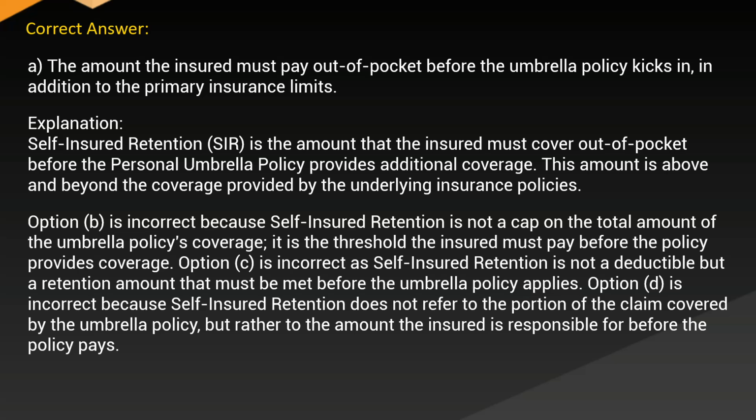Option B is incorrect because self-insured retention is not a cap on the total amount of the umbrella policy's coverage. It is the threshold the insured must pay before the policy provides coverage. Option C is incorrect as self-insured retention is not a deductible but a retention amount that must be met before the umbrella policy applies. Option D is incorrect because self-insured retention does not refer to the portion of the claim covered by the umbrella policy, but rather to the amount the insured is responsible for before the policy pays.